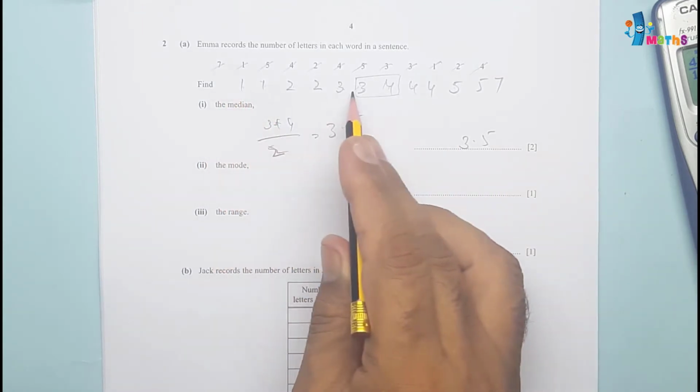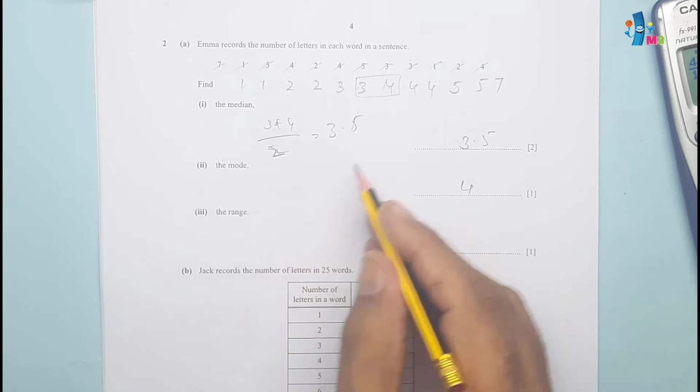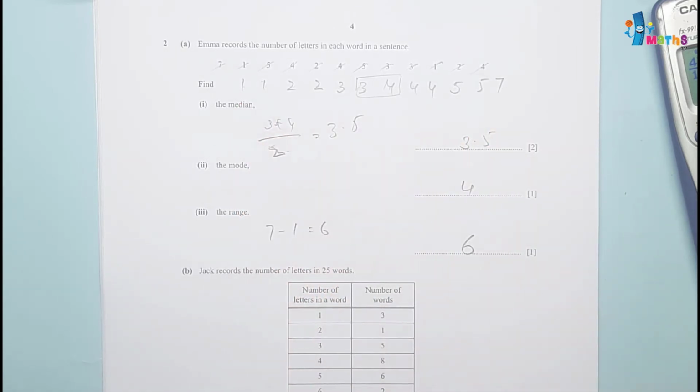Mode is the most occurring. If you see, 4 is the most occurring number, and range is 7 minus 1. 7 minus 1 is equal to 6. So our answer will be 6.